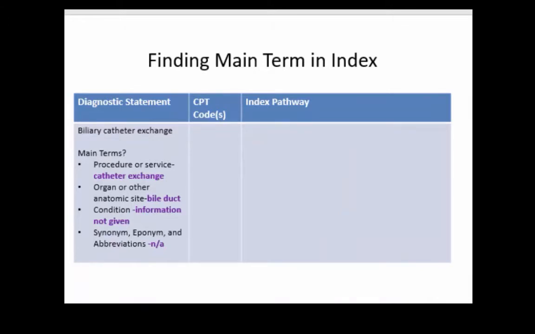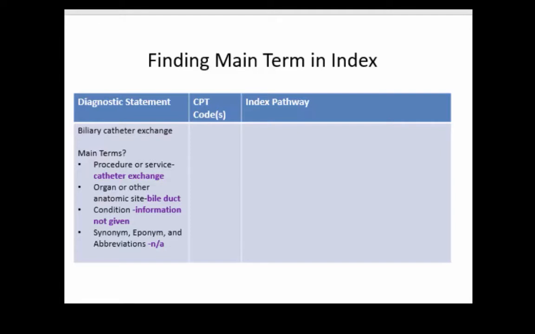The first one was looking at a procedure and finding the main term under incision and drainage. Now let's look at one where we have to look at our main term a little bit differently. The diagnostic statement is the biliary catheter exchange. What's the procedure? It's a catheter exchange. What body part? A bile duct. The condition? They don't tell us. Synonym, eponym, abbreviation? Not applicable.